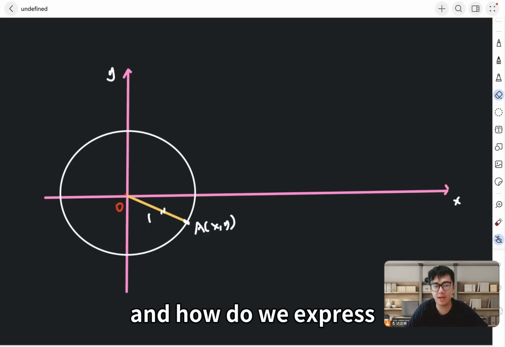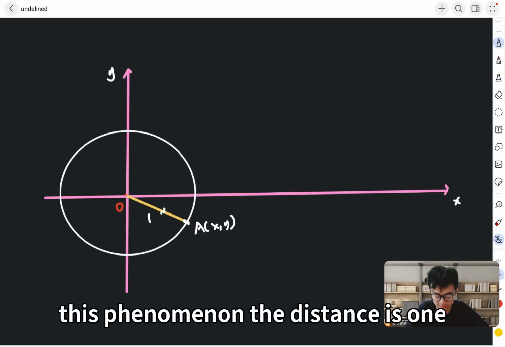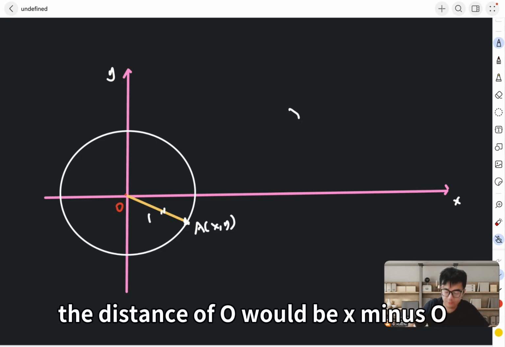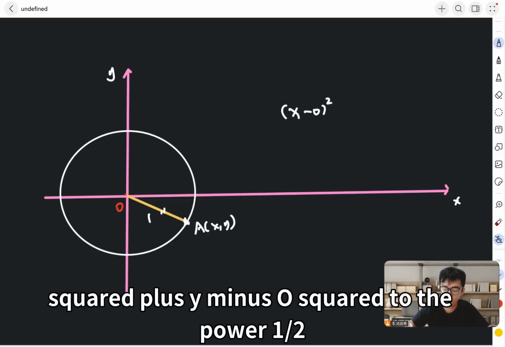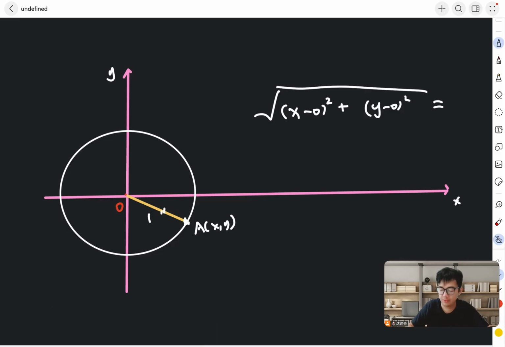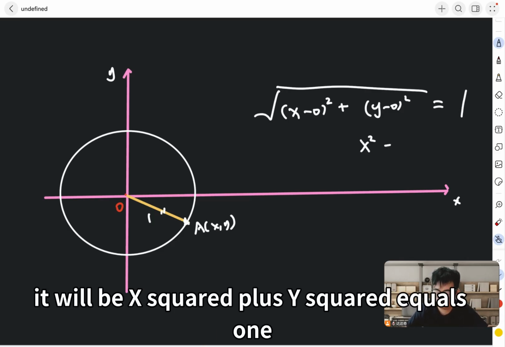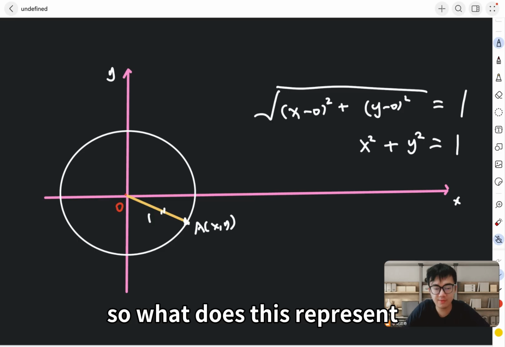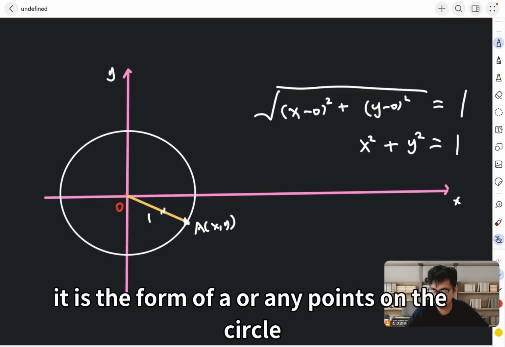And how do we express this? The distance is 1. Let's still use the distance formula. The distance OA would be ((x minus 0) squared plus (y minus 0) squared) to the power of 1/2, which equals its radius. So it will be x squared plus y squared equals 1. So what does this represent? It is the form of A or any point on the circle.